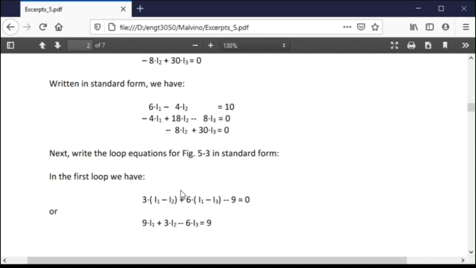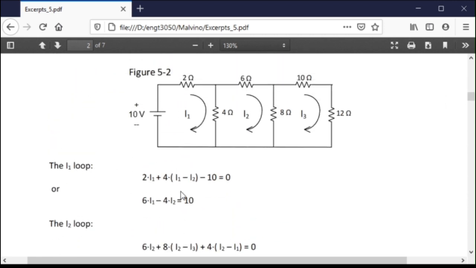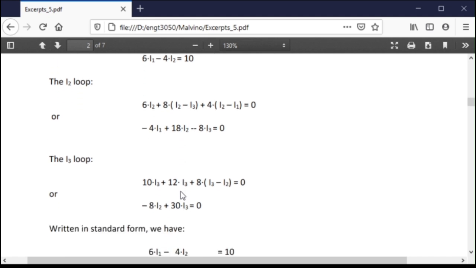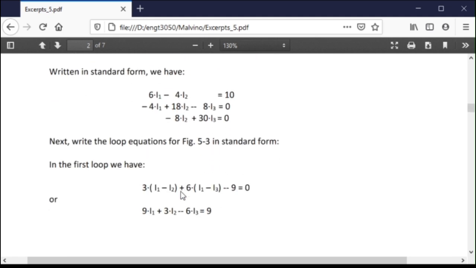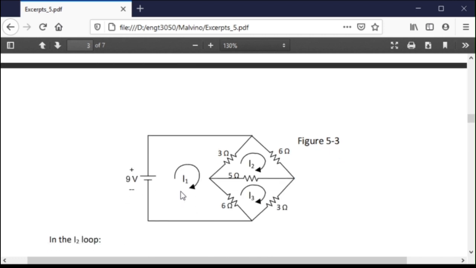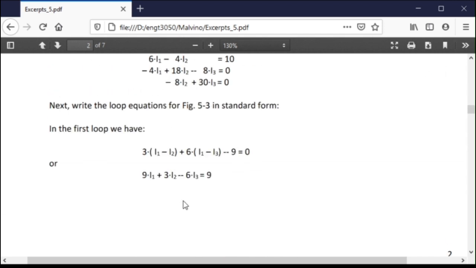Okay. Now, that gives you an idea how to solve these problems. We're going to go again looking at another one. Here's 5-3. In this circuit right here, we're going to do the I1 loop, the I2 loop, and the I3 loop. Okay, so the first one is 3I1 minus I2 plus 6I1 minus I3 minus 9 equals 0. Or 9I1 minus 3I2 minus 6I3 equals 9.